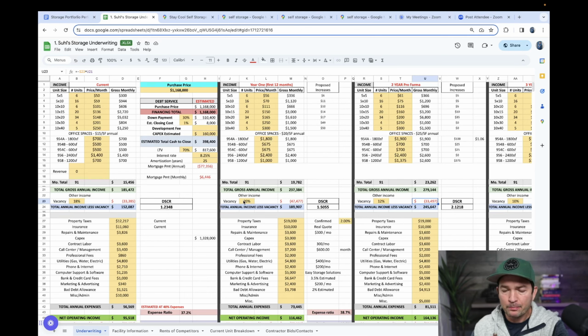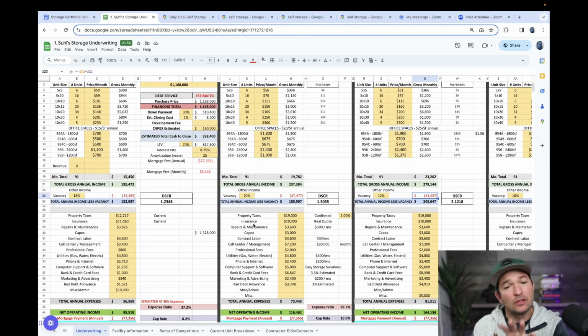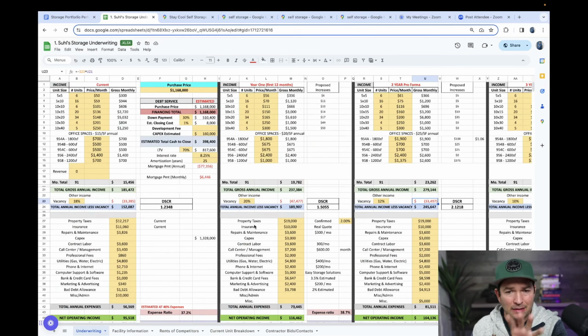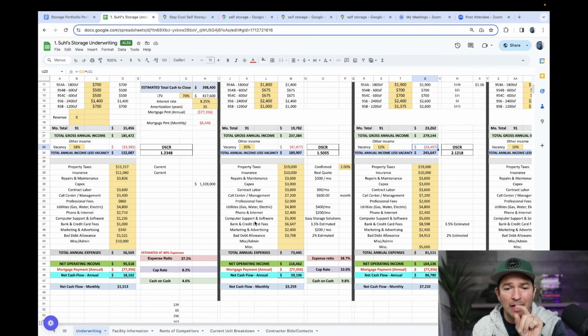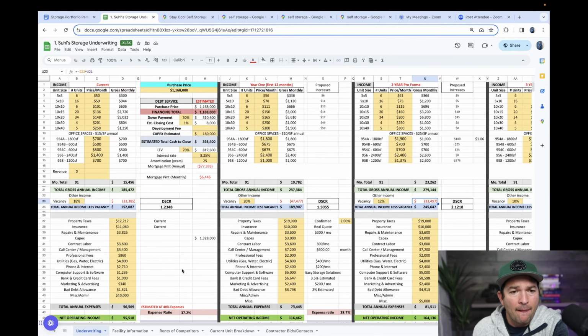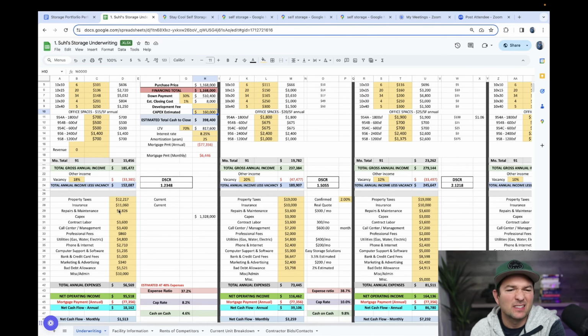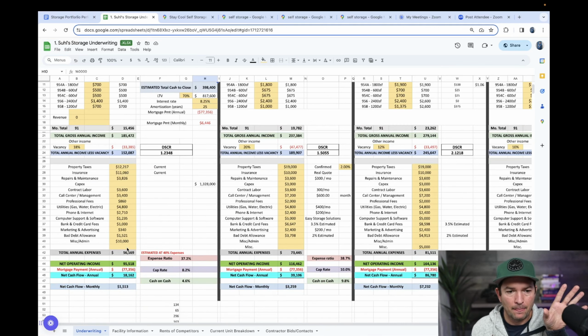Okay, so don't get too lost in the spreadsheet now, in case you're not as familiar and comfortable looking at it, which you can download from this video. But look, we're paying this. We're going to do some improvements here. Here's our mortgage or interest. These expenses are roughly what the seller is doing, which doesn't really matter to us.